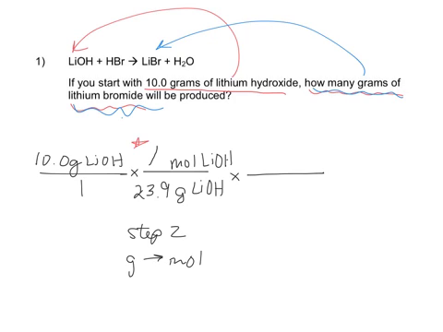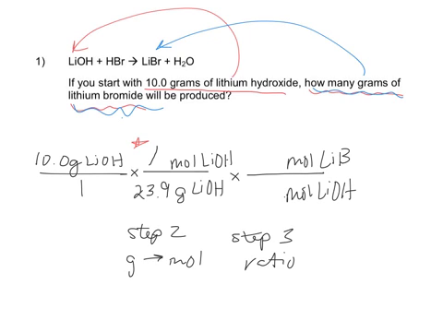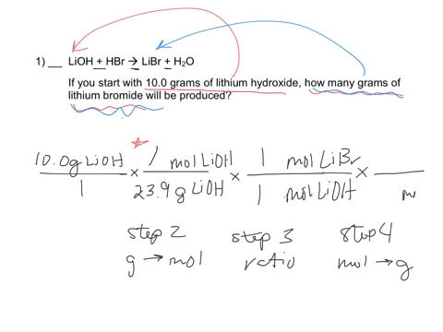Our third step is to use the mole ratio, where we're going from moles of lithium hydroxide into moles of what we want, which is lithium bromide. We get that from just looking at the balanced equation, and all of these just have 1 as their coefficient, so this is a 1-to-1 ratio. Our last step, step 4, is going from moles back into grams. I'm running out of room here, but we'll want to put 1 mole of lithium bromide and whatever that weight is.